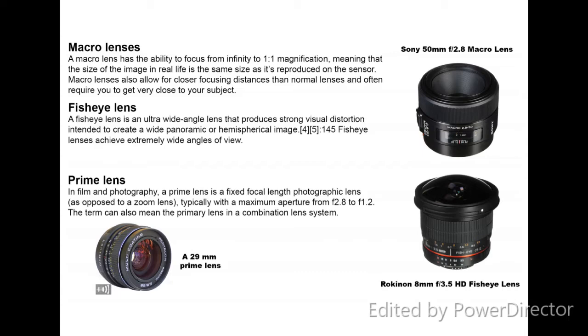Next is the fisheye lens. A fisheye lens is an ultra wide angle lens that produces strong visual distortion intended to create a wide panoramic or hemispheric image.